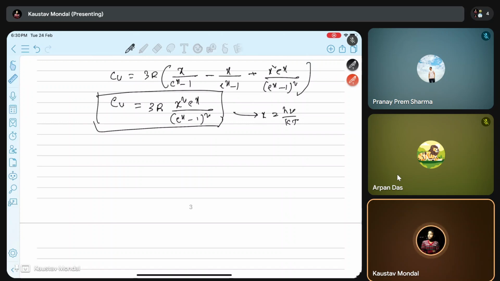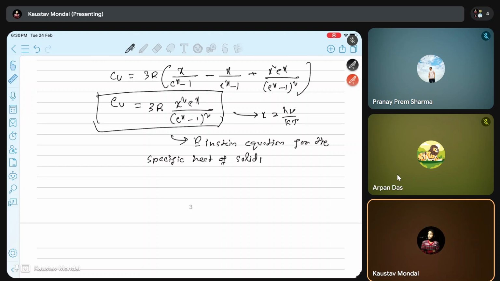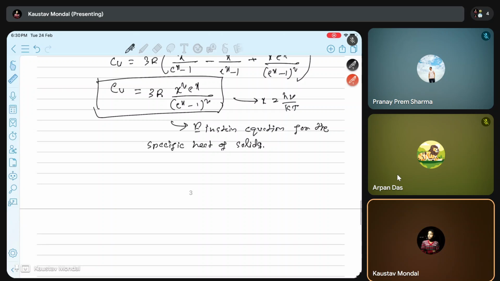That quantity is known as the Einstein temperature. This equation is known as Einstein's equation for the specific heat of solids. Now you can define a temperature that is known as the Einstein temperature. So that definition is basically theta E. Theta E denotes the Einstein temperature, given by h nu by k.